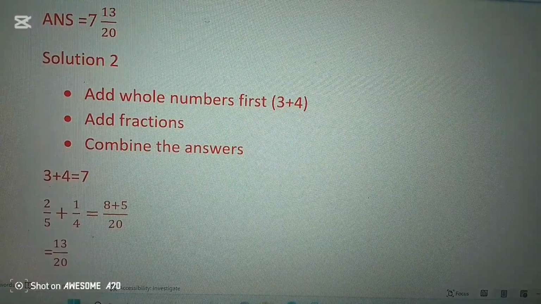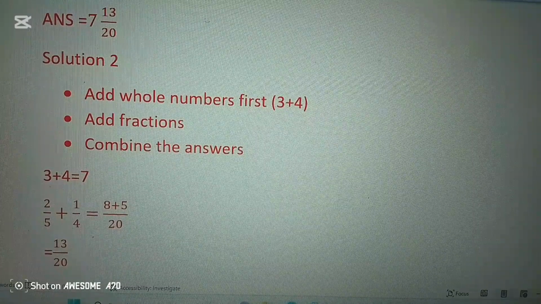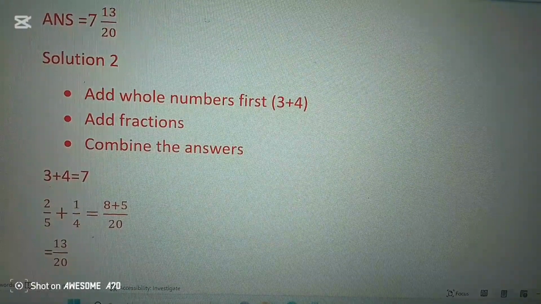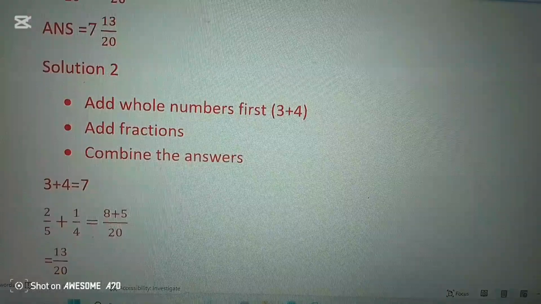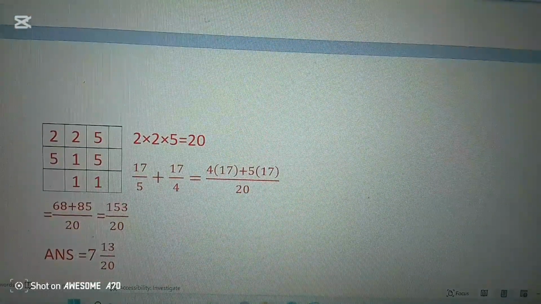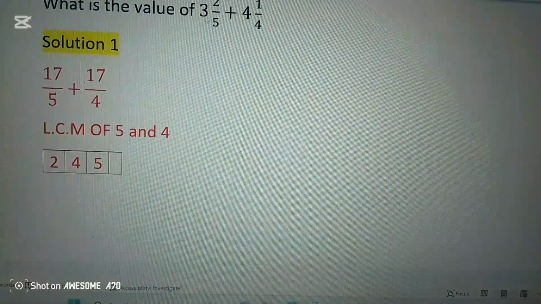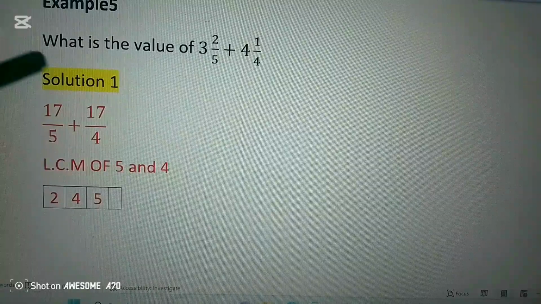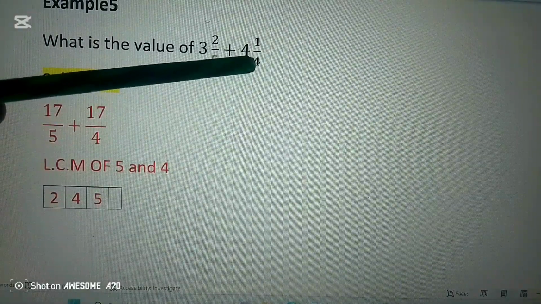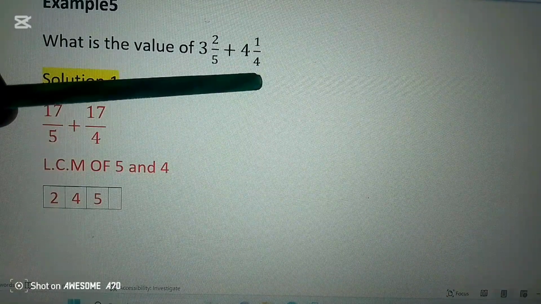We are adding the whole numbers first. In this question we have two whole numbers, which is much different from the first fraction, where we had only one whole number. Look at our question: we have 3 as a whole number, 4 as a whole number, 2 over 5 as a fraction, and 1 over 4 as a fraction.